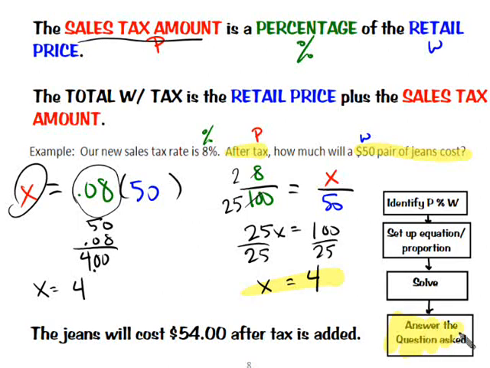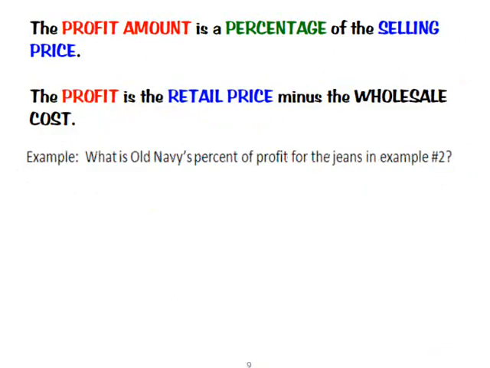I don't mean to be painfully obvious here, but you need to refer back to this sentence here. The total tax is the retail price plus the sales tax amount. You need to understand that to be able to answer each of these questions. Okay, let's move on.